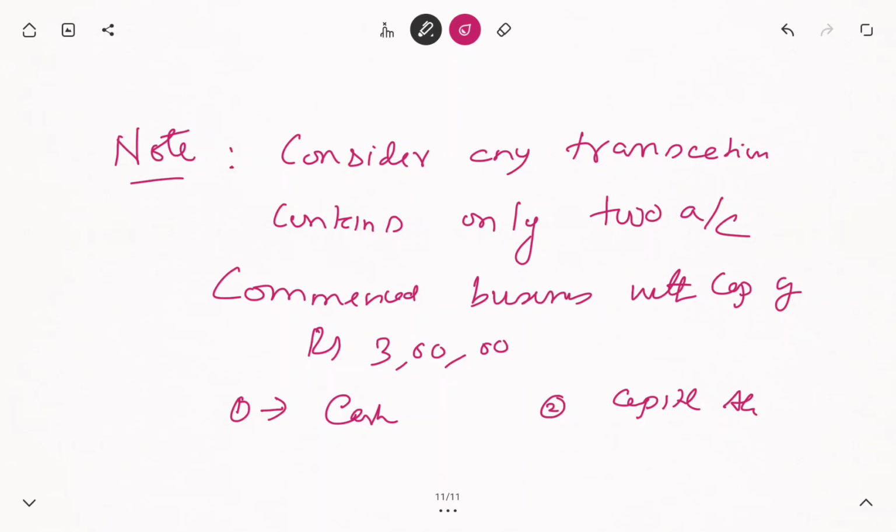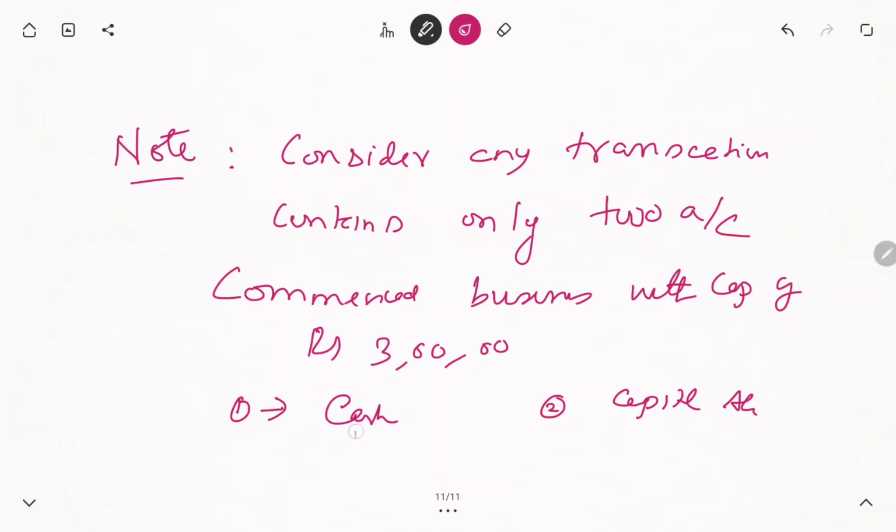Whenever you are passing journal entries, you have to refer in the books of a particular party. Which party is given? Raman and Co. Every transaction you have to consider from the point of view of Raman only, not others. That is very important. What Raman is doing now? Raman is commencing a business with capital of 3 lakhs. What is cash? It is one account. What is capital? It is other account.